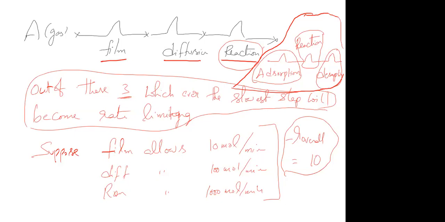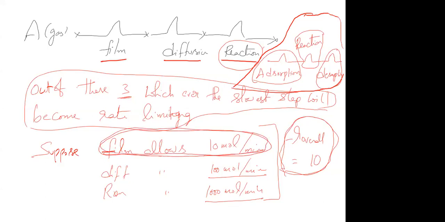So out of these 3, this allows 10, this allows 100, this allows 1000. Then I'll see overall only 10 people passing the barrier, because this is my bottleneck. This step is not allowing more than 10 people. Sometimes this may allow more people, or that may not allow more people. So basically, out of these 3, whichever is the slowest step becomes the rate limiting step. Suppose the data is reversed, let's say this is 1000, this is 100, this is 10. Then also the answer will be the same. The slowest will govern your rate of reaction.